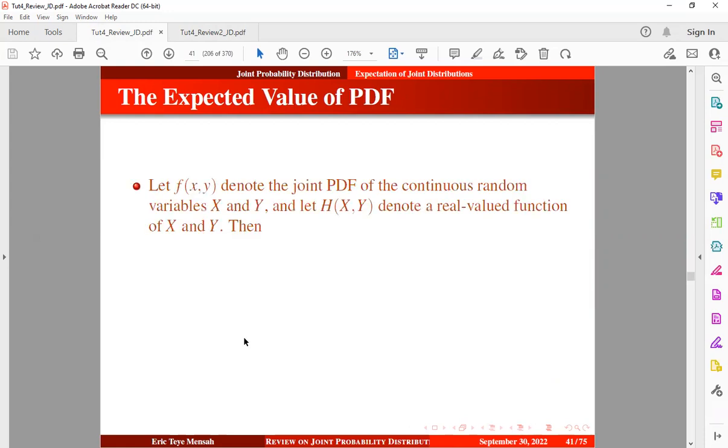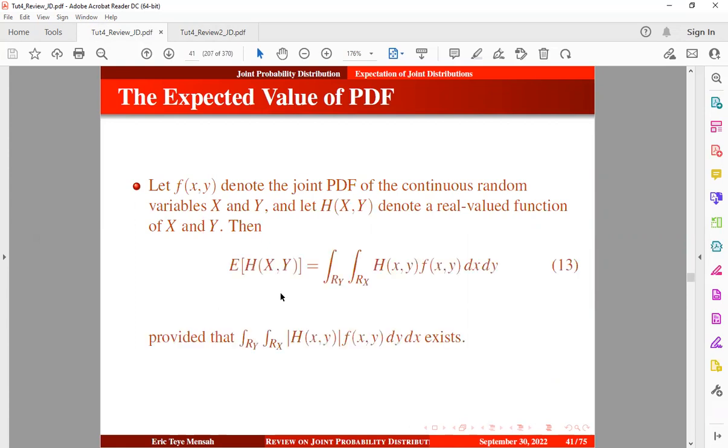All right, so now let's take a look at the expected value of PDF. Let f of x, y denote the joint PDF of the continuous random variables x and y, and let h of x, y denote a real value function of x and y. Then the expectation of this real value function can be obtained in this form. Now we take a double integral of the product of our real value function together with our joint PDF, provided that this condition also exists. Okay, so let's take a look at an example.